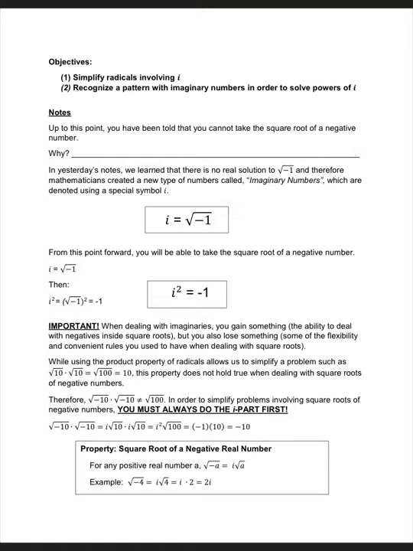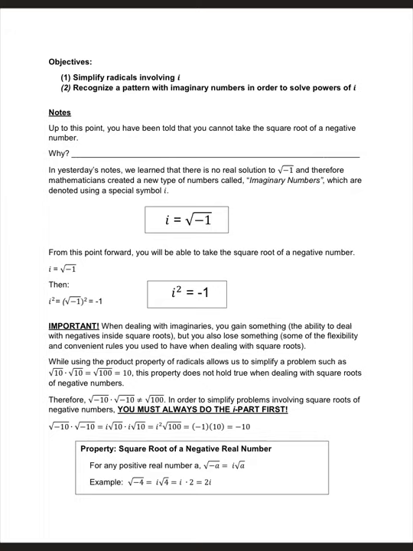This is day 2 of notes. Today, the two objectives we will be going over in the notes are simplifying radicals involving i, and recognizing a pattern with imaginary numbers in order to solve powers of i.